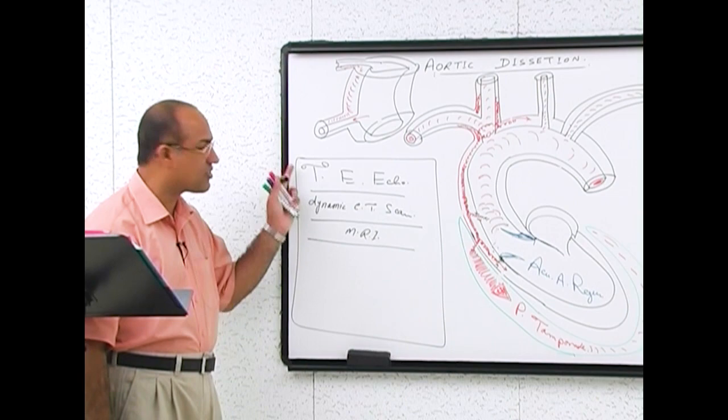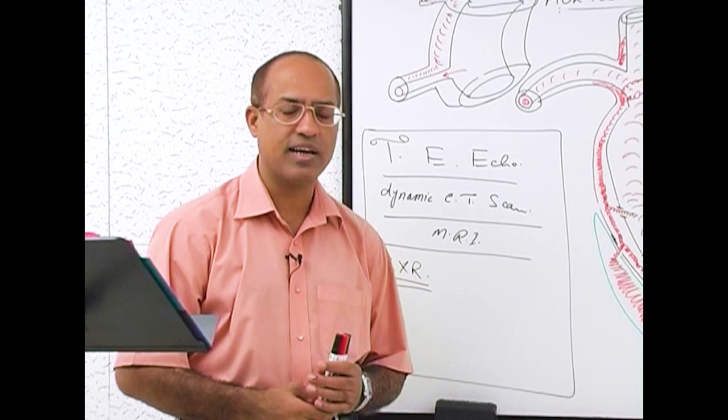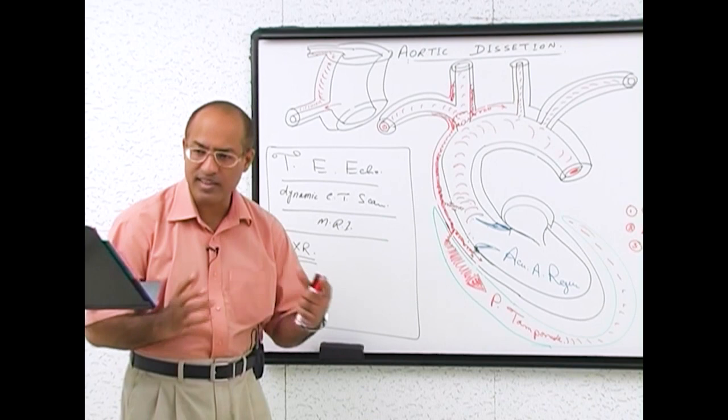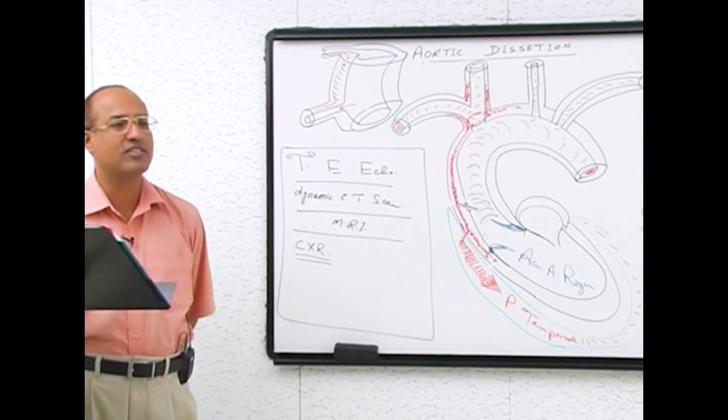Chest X-ray many times fools you, even though classically they say that in aortic dissection you may find widening of the mediastinum on the chest X-ray. But that is not so commonly seen. Out of maybe 100 patients, only in 10 dissections do you find widening, so you will miss 90%. So chest X-ray is really not the best investigation.